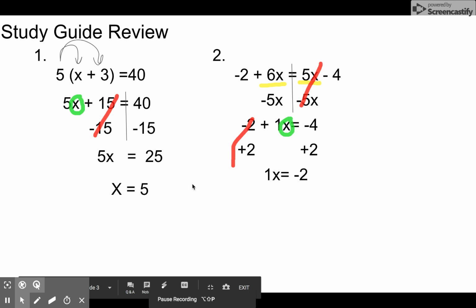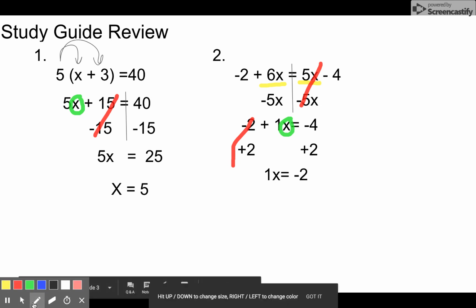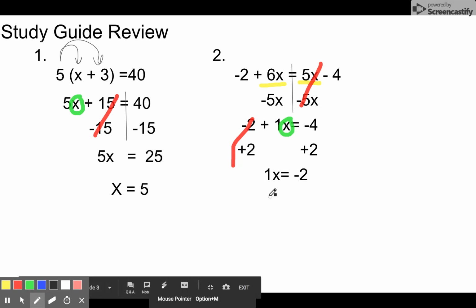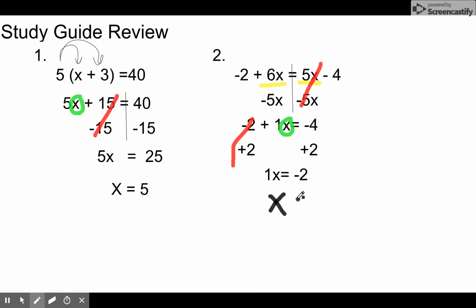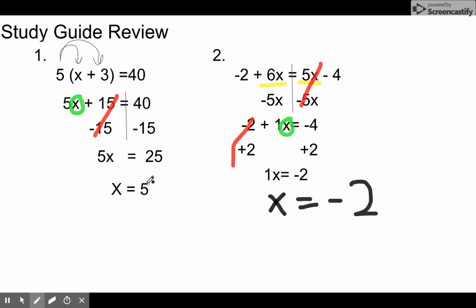If you notice in both of these problems, we're done when we just have an x on one side and a number on the other. In this case, we could also rewrite this last step as x = negative 2, because if you remember, if you have a 1 as a coefficient, it's just like saying x, because 1 times anything is just itself. But again, you can't stop until you have just an x, an equal sign, and a number on the other side.